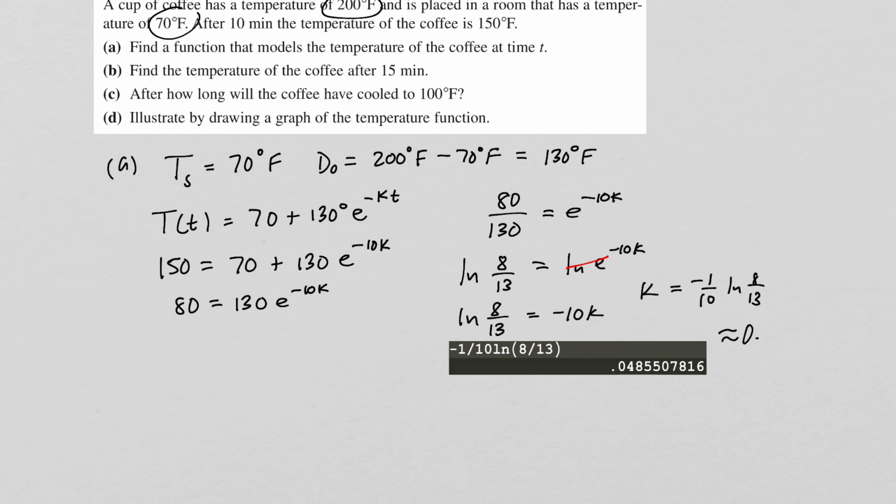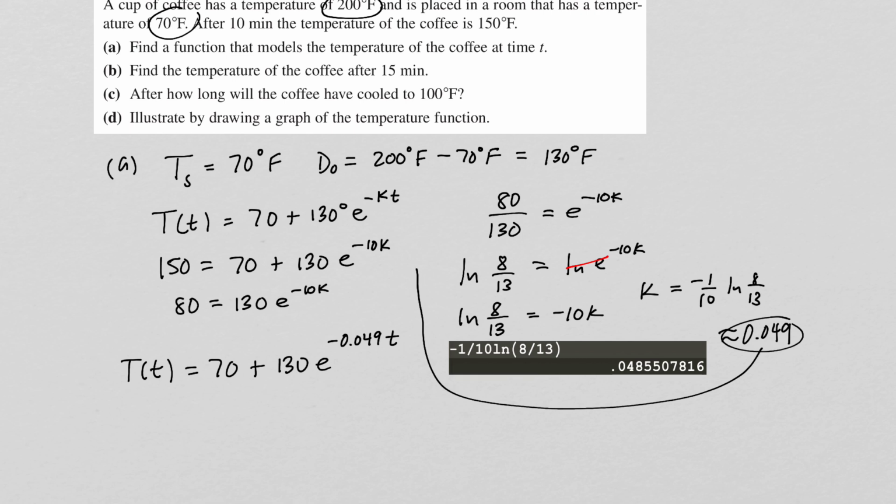of 0.049. So now we can model this by saying T of t is 70 plus 130 times e to the negative 0.049 times t. So I'm just taking this value and plugging it back into here. So this is the answer to part A.